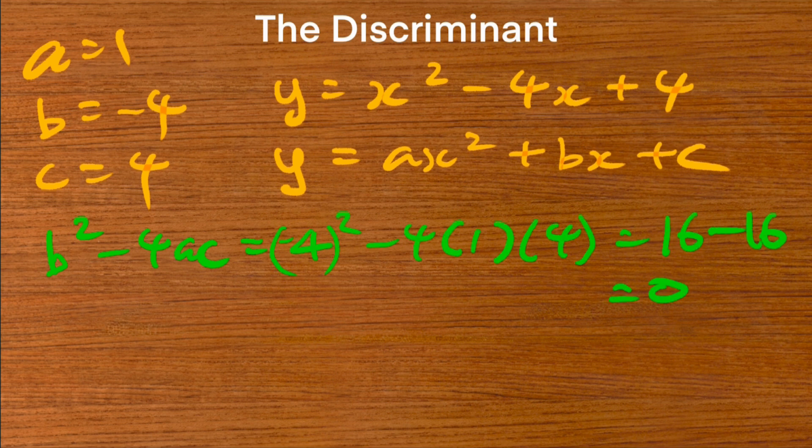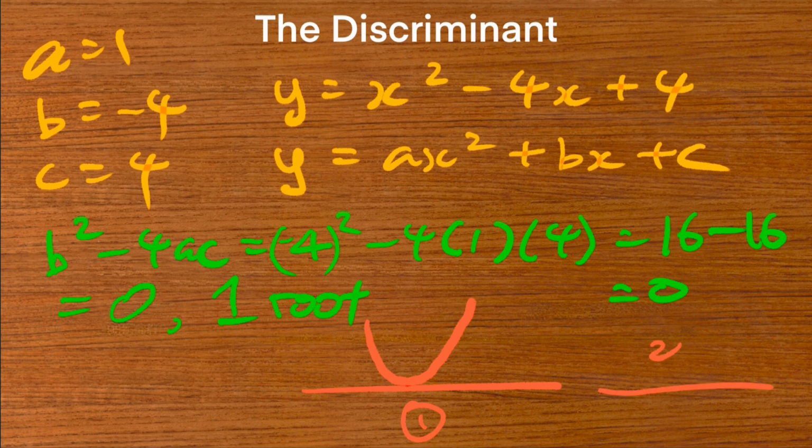Because the discriminant is equal to 0, there's only 1 root. So our quadratic curve would cut the x-axis once, and will either look like this, case 1, or like case 2. Because a is negative, it will look like the second scenario.